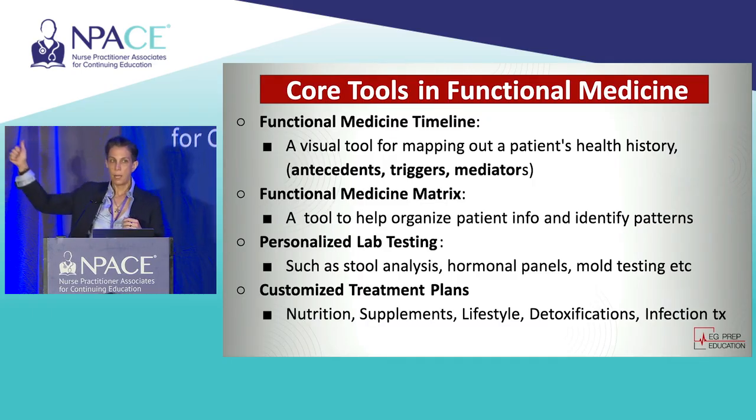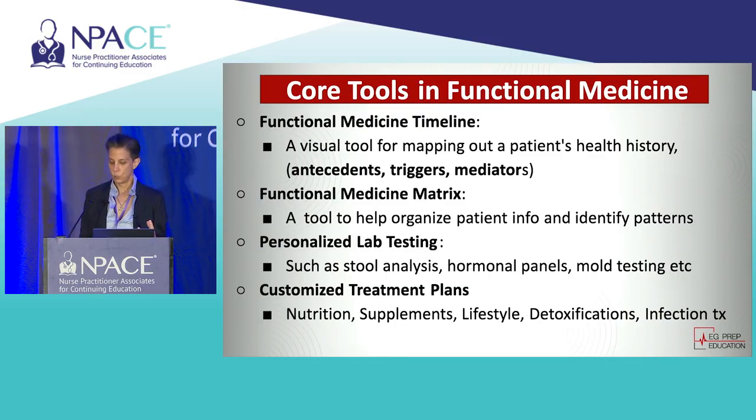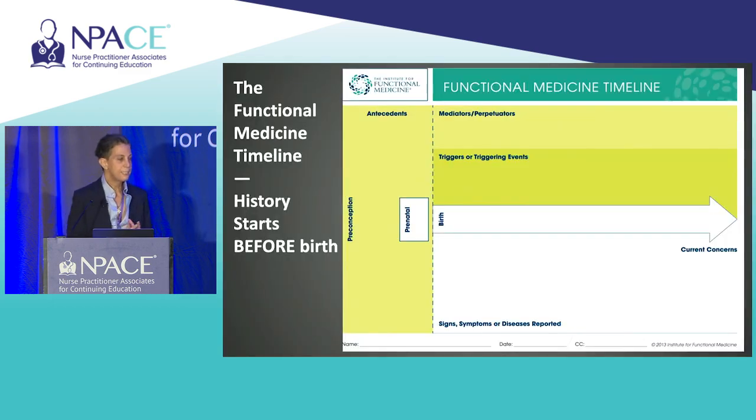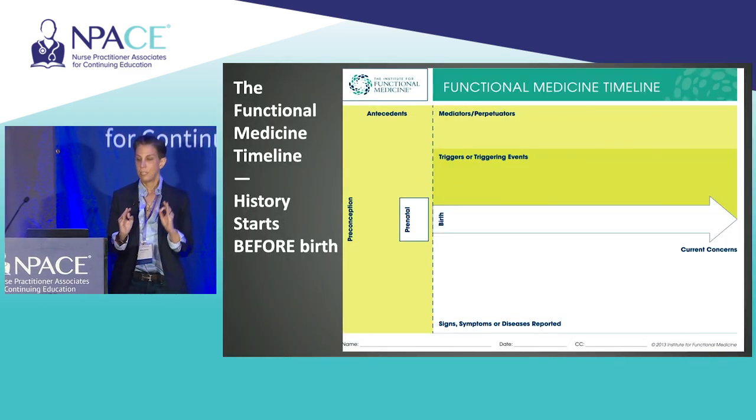We need to know the timeline, which we're going to go over, the functional medicine matrix, then we're going to go over some lab testing, and then we're going to show you how to put together a treatment plan. This is the functional medicine timeline. This is how we take a history.